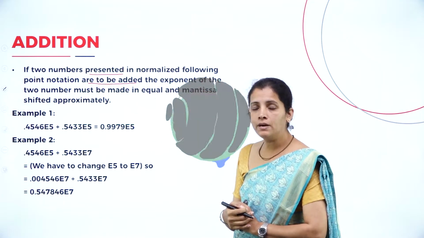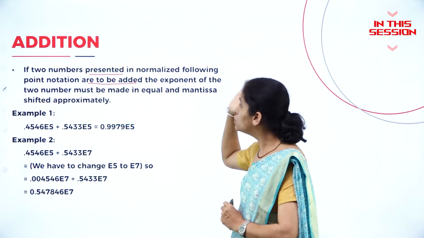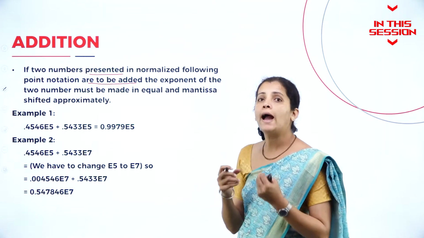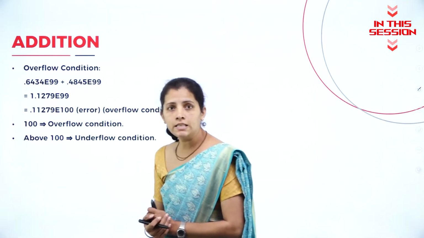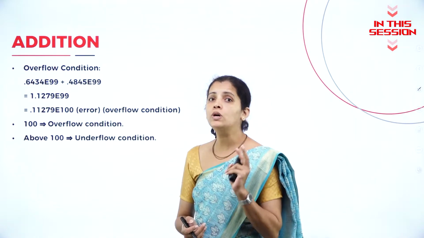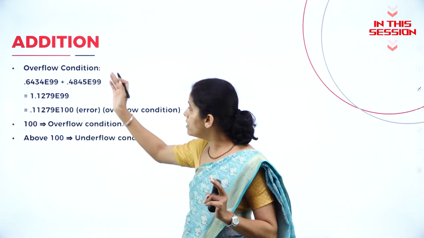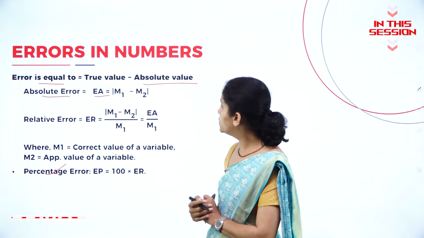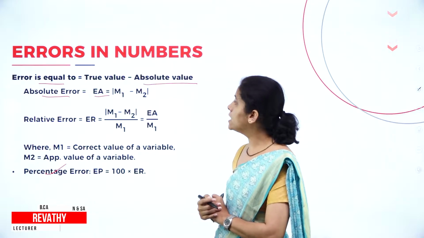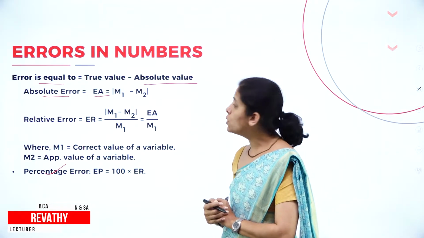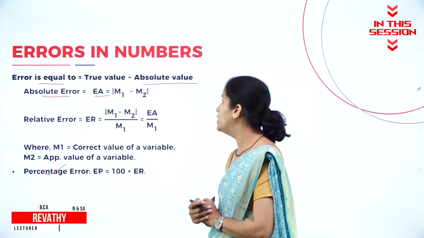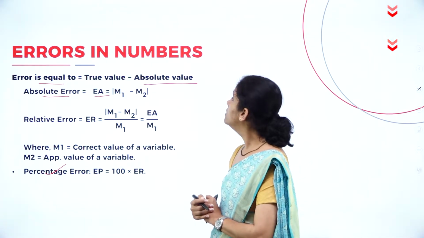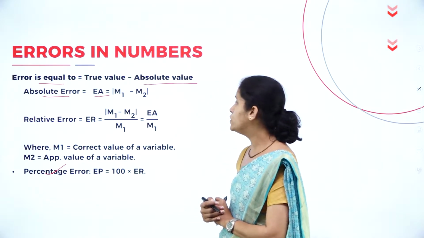If the given numbers are in the form of normalized floating point, then what I'm going to do? I'm going to add the number. If I consider addition, I have two conditions: one is overflow and another one is underflow. EA equal to M1 minus M2. So what is M1 and M2? M1 is nothing but true value and M2 is nothing but absolute value.